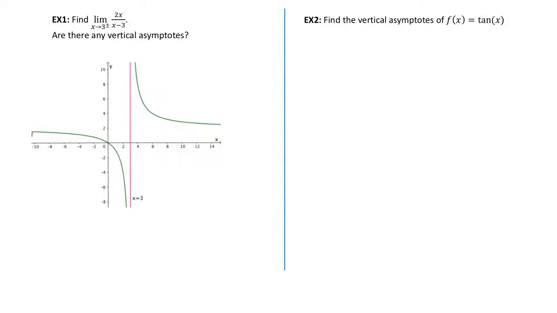But repeating myself, all that is needed is for one of the one-sided limits to go to positive or negative infinity to be able to declare the vertical line as a vertical asymptote. Example 2 is asking us to find the vertical asymptotes of f of x equals tangent of x. And it is not very difficult to see that indeed tangent of x has vertical asymptotes. In fact, it has infinitely many vertical asymptotes.